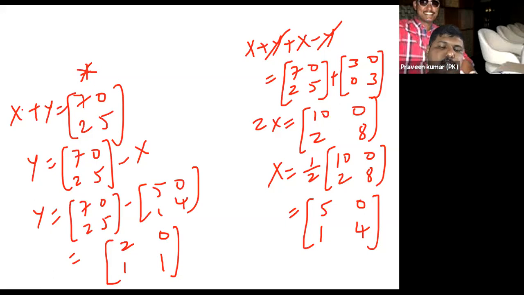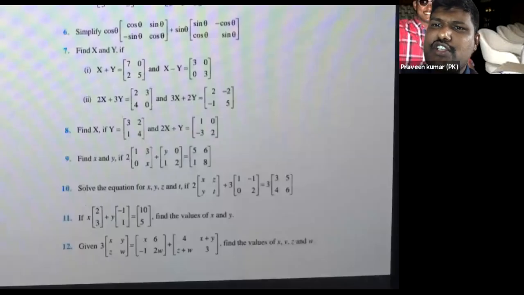Completed. Can I move to the next one? Next one, little logical. 2x plus 3y is given, 3x plus 2y is given, fine. You can try for a little, 2 minutes.